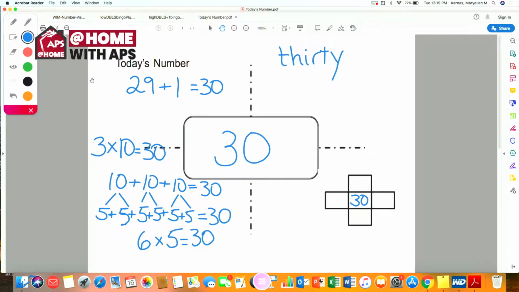So, what would come right after 30? 30, 31, right? And what came right before 30? Think about yesterday. 29, right? Changing families, we move from the 20s to the 30s, 29, 30.